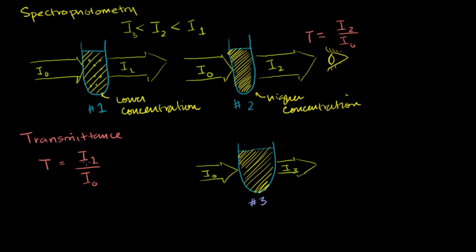I2 is lower than I1. So this will have a lower transmittance than number 1. So let's call this transmittance 2. This is transmittance 1. And transmittance 3 is the light that gets through over the light that goes in. And this is the smallest number, followed by that, followed by that. So this will have the least transmittance. It's the most opaque, followed by that, followed by that.